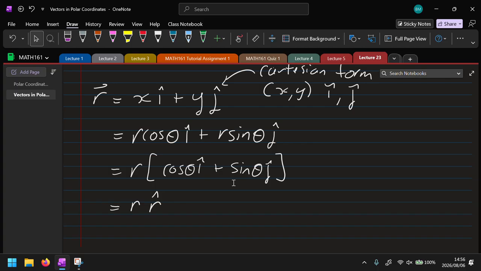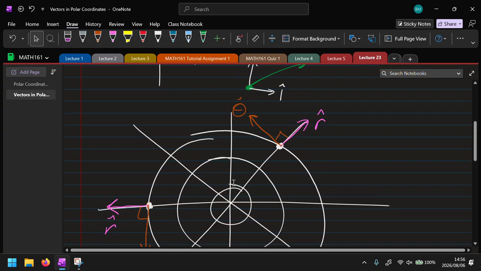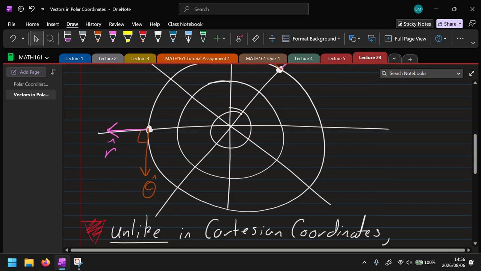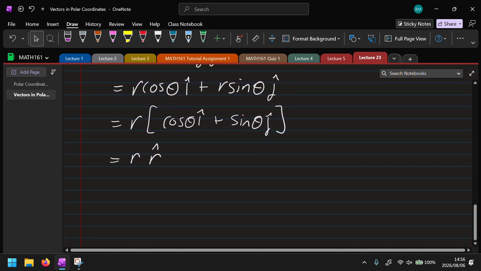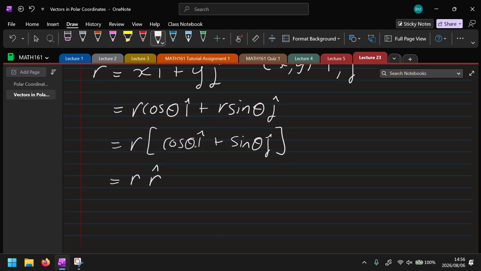We get minus i hat. Where's minus i hat? Well, that's going to the left. But that's where pi is. Okay. Does everyone see that? Okay. So this is our definition for r hat over there.